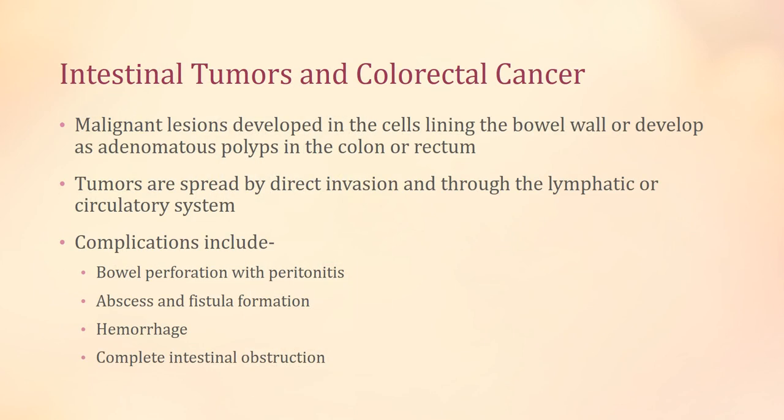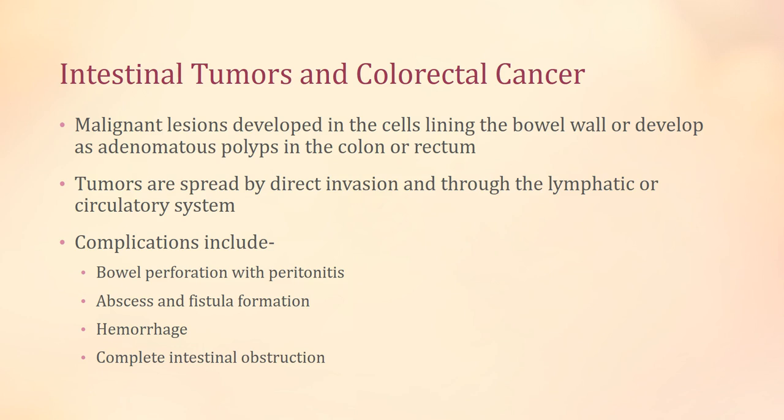Intestinal tumors and colorectal cancer. These are malignant lesions developed in the cells lining the bowel wall or developed as adenomatous polyps in the colon or the rectum. Tumors are spread by direct invasion or through the lymphatic or circulatory system. Your bowels are highly vascular, and it stands to reason that the tumors are spread by the lymphatic or the circulatory system. It's easy for the circulatory and lymphatic system to pick stuff up and drop stuff off, so I can see it spreading very easily.